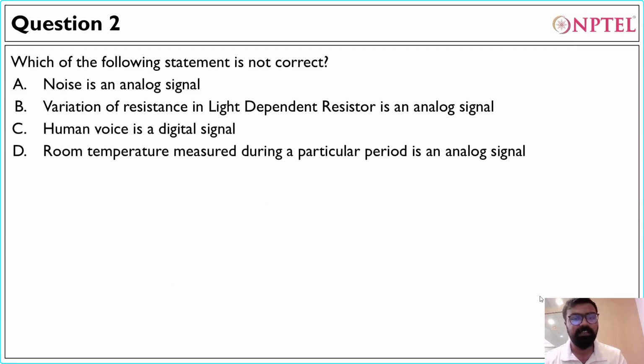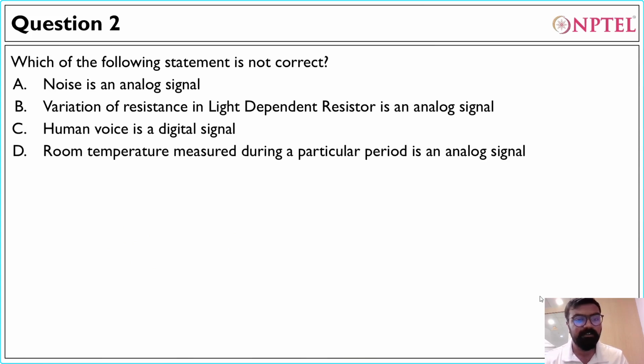which of the following statements is not correct, right? This question is about analog signals, and the first option is whether noise is an analog signal. Yes, it is an analog signal because its amplitude and frequency change over time. The second is that the variation of resistance in an LDR is an analog signal. Yes, because the amplitude is varying. That is the reason why it is also an analog signal. So both the statements are correct.